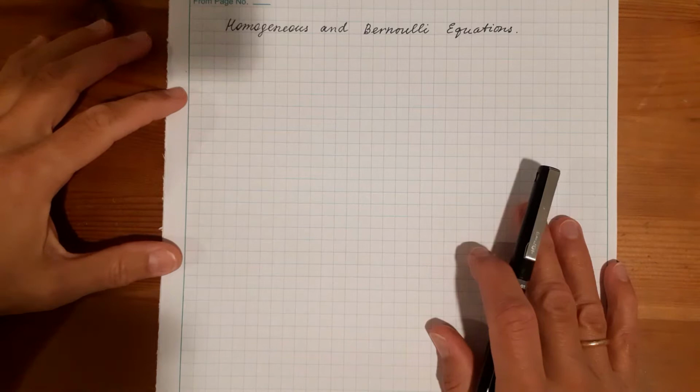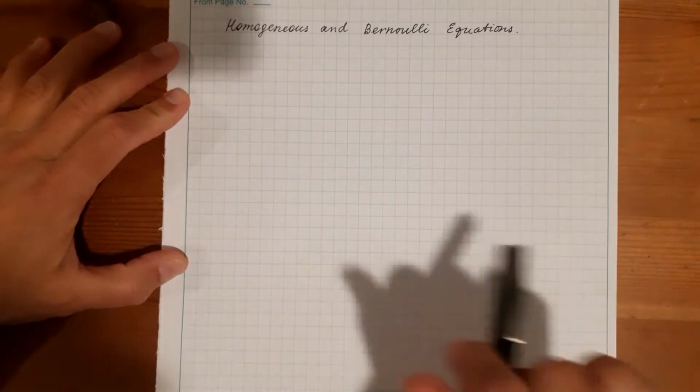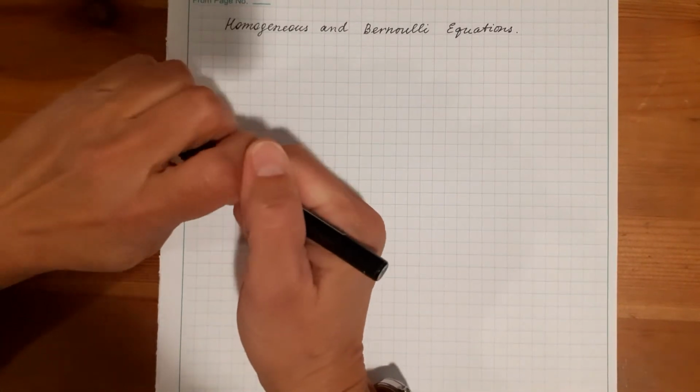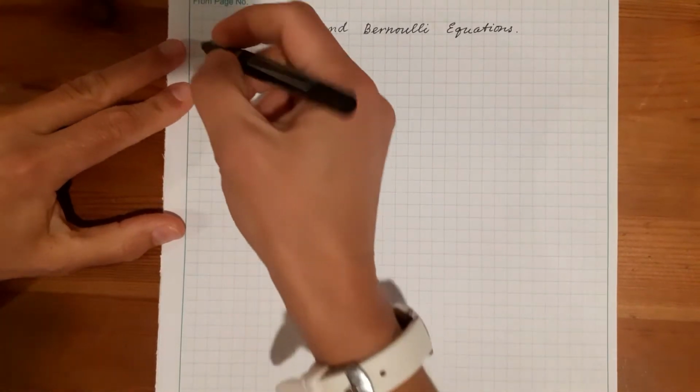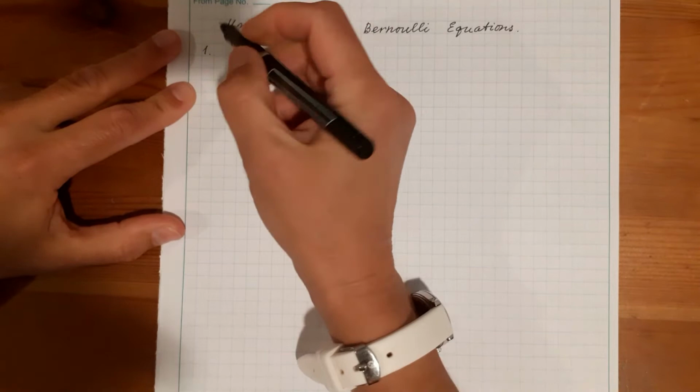Hello everyone. In this lecture I'm going to explain how to solve homogeneous and Bernoulli equations. We're going to start with homogeneous equations. An equation is called homogeneous if the function on the right side can be represented in a certain form.